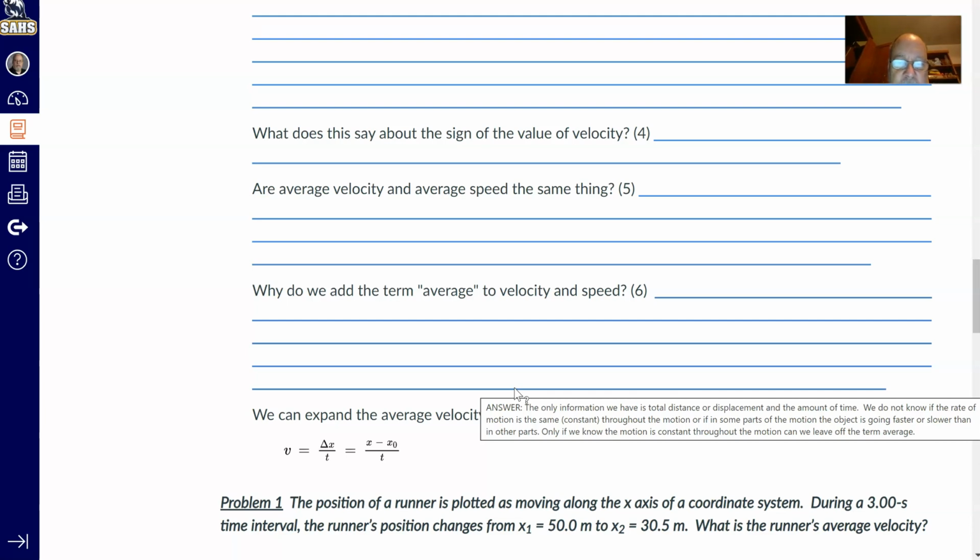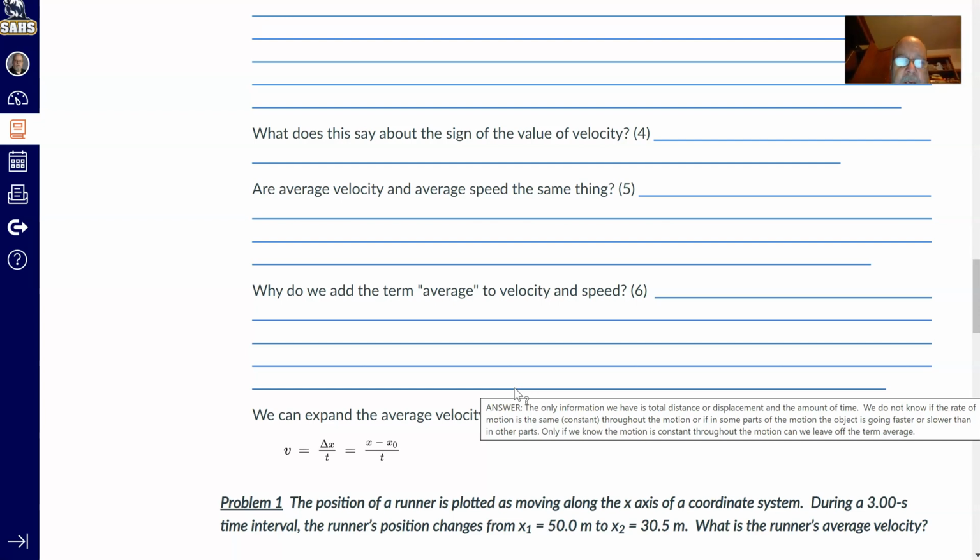We don't know if the rate of motion is the same throughout the motion, or if in some parts of the motion the object is going faster or slower than in other parts. Only if we know the motion is constant throughout the motion can we leave off the term average. So the only way I can actually leave the term average off is if I know for a fact that the motion is constant throughout the motion.